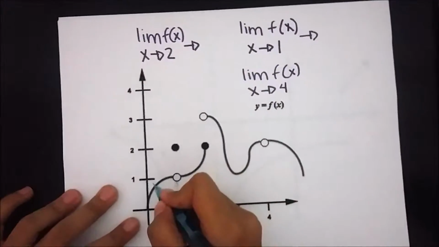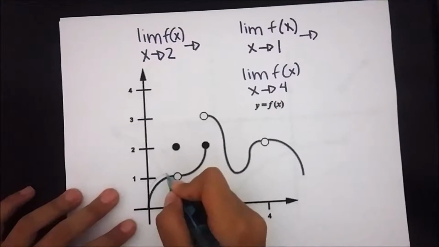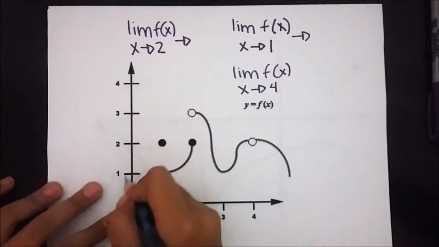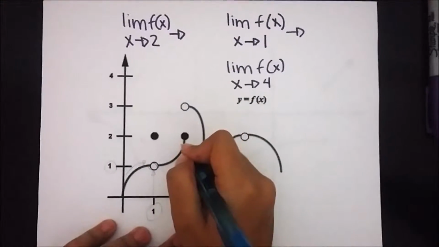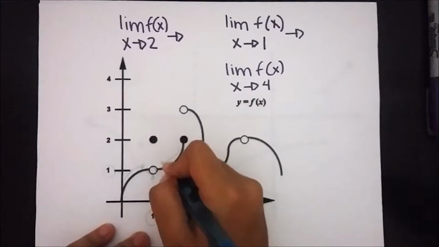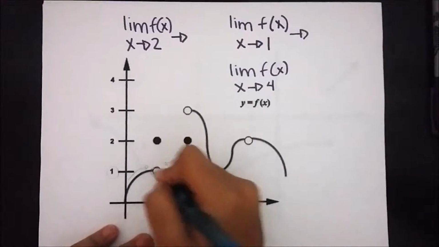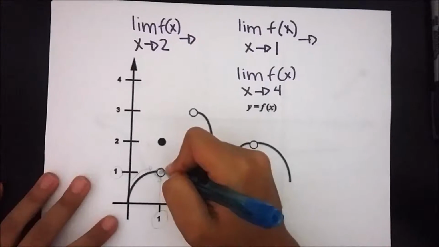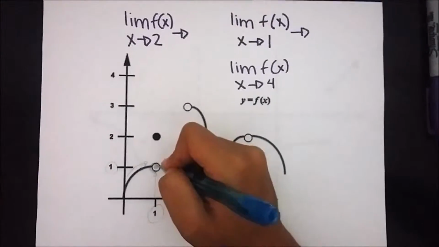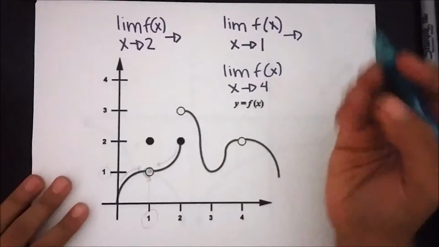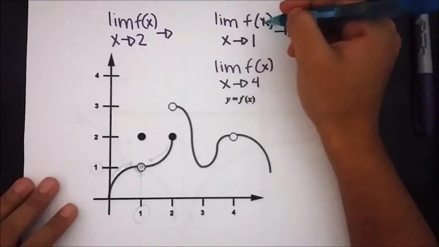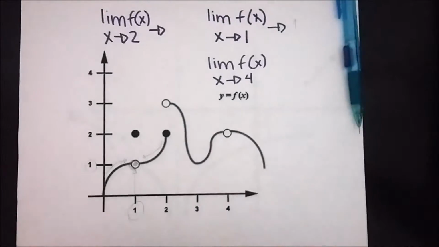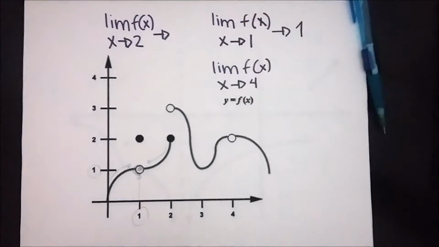So we come from the negative side and see that it approaches positive 1. And we come from the positive side and it approaches positive 1. It doesn't matter if the value is touching or not, in this case it's a gap, but it's just the value that approaches. So the limit of f of x when x approaches 1 is 1.